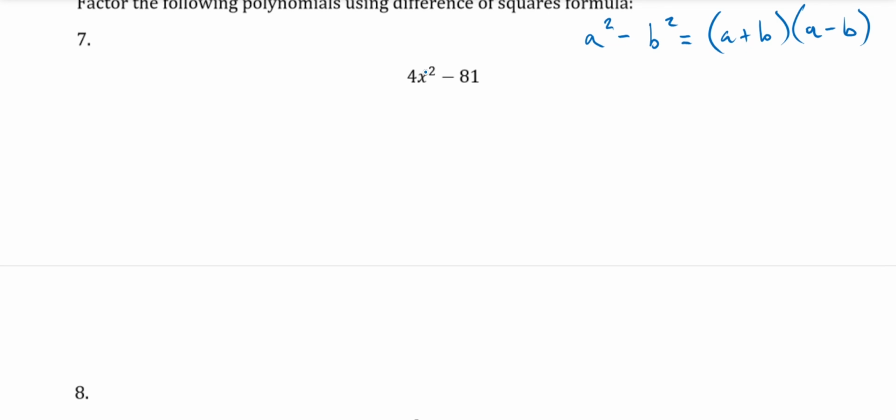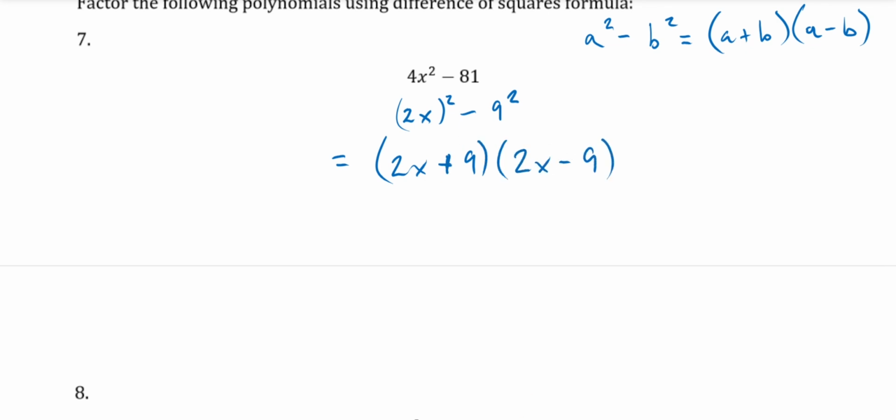Well, here, the thing being squared could be seen as 2x squared, and this is, of course, 9 squared. And that tells me that I could rewrite this as 2x plus 9 times 2x minus 9. It doesn't really matter if we put the plus or minus first. It only matters that we get both of those, a positive term and a negative term here.